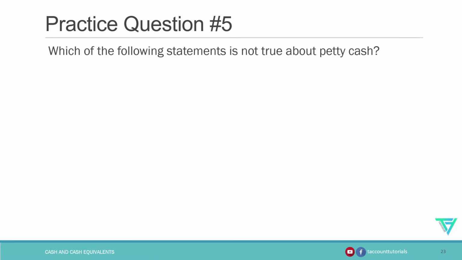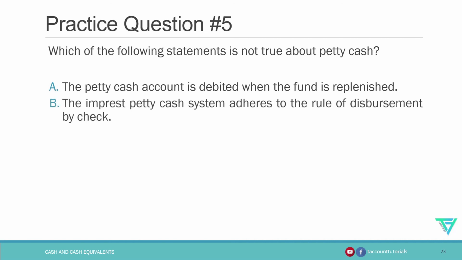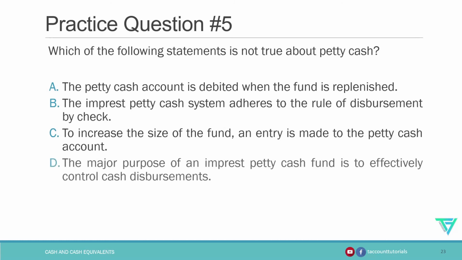Next question. Which of the following statements is not true about petty cash? Letter A, the petty cash account is debited when the fund is replenished. B, the imprest petty cash system adheres to the rule of disbursement by check. C, to increase the size of the fund, an entry is made to the petty cash account. Letter D, the major purpose of an imprest petty cash fund is to effectively control cash disbursements. Let's check the true statements here. Letter D is the major purpose, so definitely it's a true statement, so it's not the correct answer.